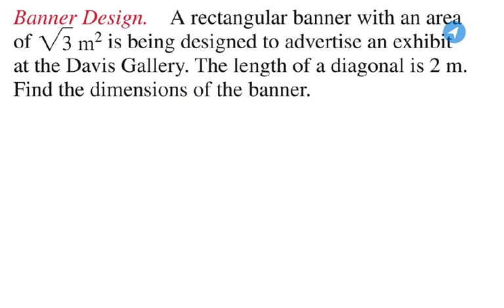So we know an area, we know a diagonal, and we want to find the dimensions. Finding the dimensions means we want to find length and width. When we're dealing with an application problem, we always identify the unknowns first. In this situation, we have two unknowns. This means we must be able to develop two different equations or we won't be able to solve the problem. So let's think about what we know. We know the area of this rectangle.